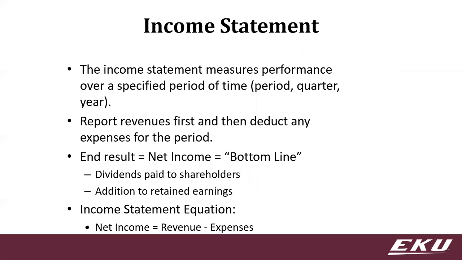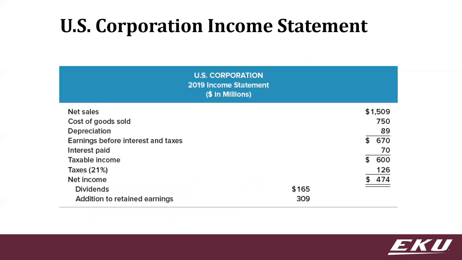So we start normally looking at the very top with our revenue, and then we start taking off all of our expenses, and we finally get to our net income, and that's our earnings. And so the net income, we can either keep it as retained earnings, or we can pay it out in dividends. And here's an example of an income statement.